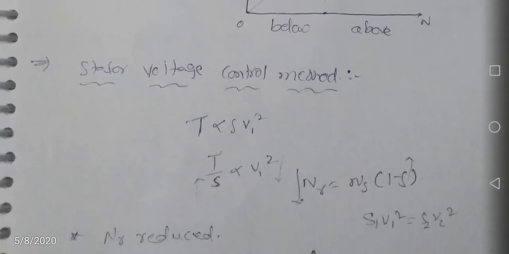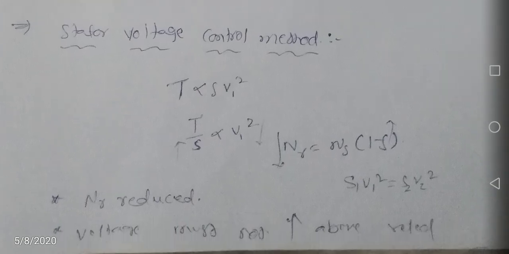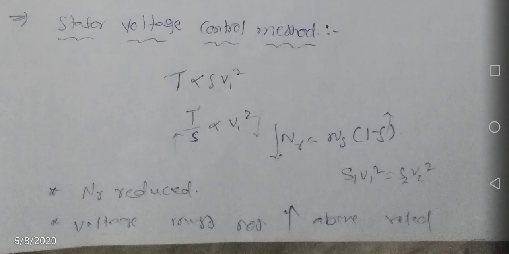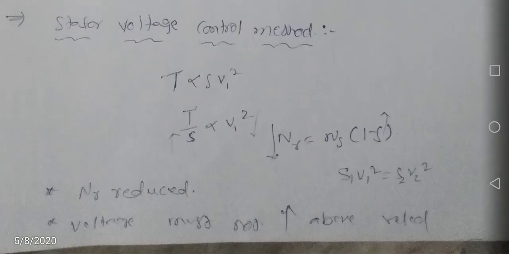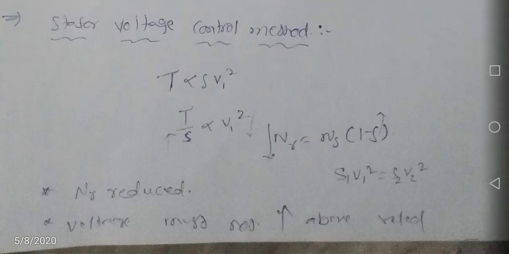So in the stator voltage control method, T proportional to S V1 square, so T by S proportional to V1 square. If voltages are reduced to maintain torque constant, slips are increasing. When slips are increasing, speeds are decreasing, so NR is reduced. Torques are constant, so S1 V1 square equal to S2 V2 square. So voltage must not be increased above rated value.